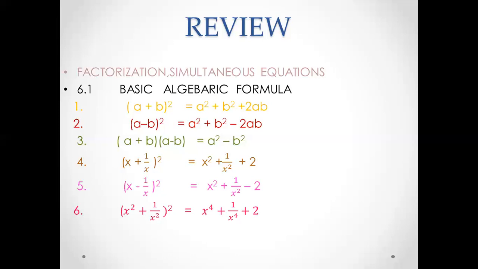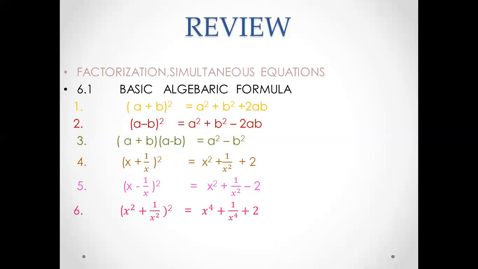Formulas 4, 5 and 6 are new for you. (x plus 1 over x) whole square is equal to x square plus 1 over x square plus 2. Then (x minus 1 over x) whole square is equal to x square plus 1 over x square minus 2. And then (x square plus 1 over x square) whole square is equal to x^4 plus 1 over x^4 plus 2, because we are taking the square of a square, that's why the power of x becomes 4. We use these 6 formulas in our exercise 6.1.